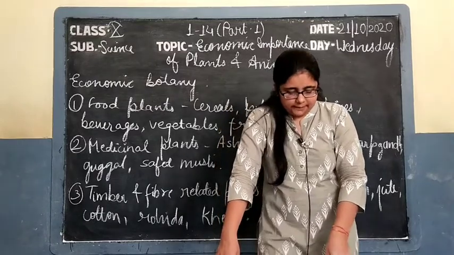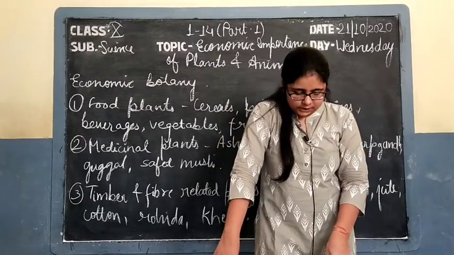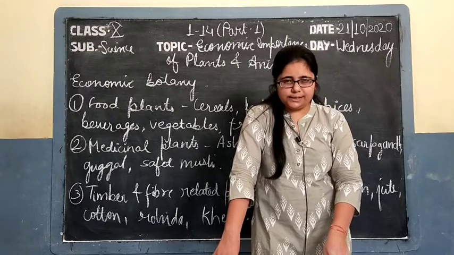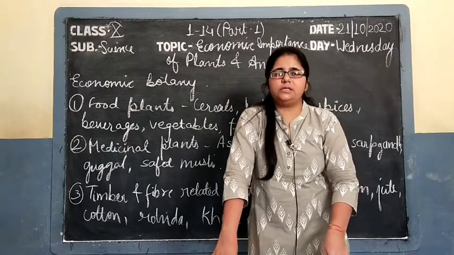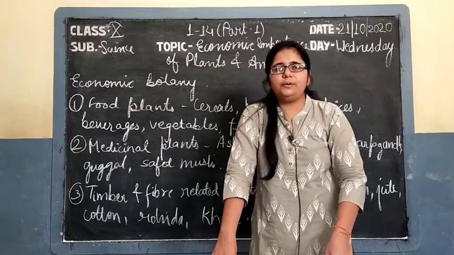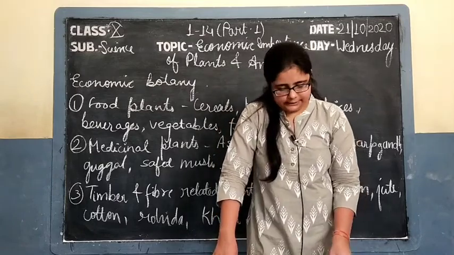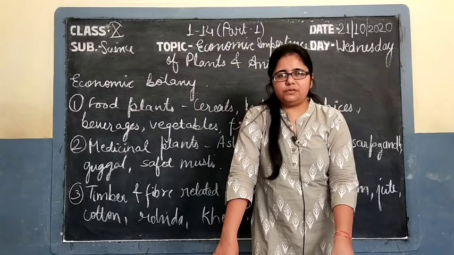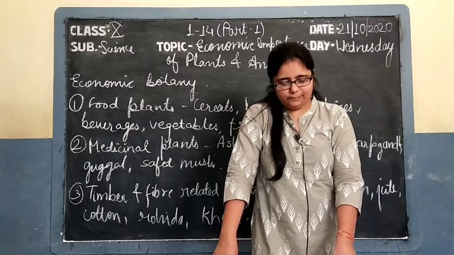I am repeating them. First one is the carrot, that is Daucus carota. Second one is radish, that is Raphanus sativus. Third one is turnip, that is Brassica rapa, and the fourth one is sweet potato, that is Ipomoea batatas. These were the vegetables which are obtained from the root part of the plant.